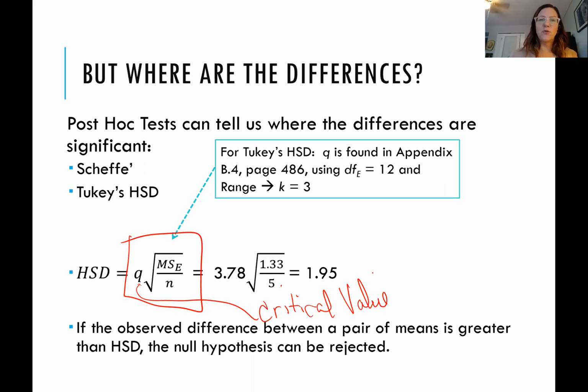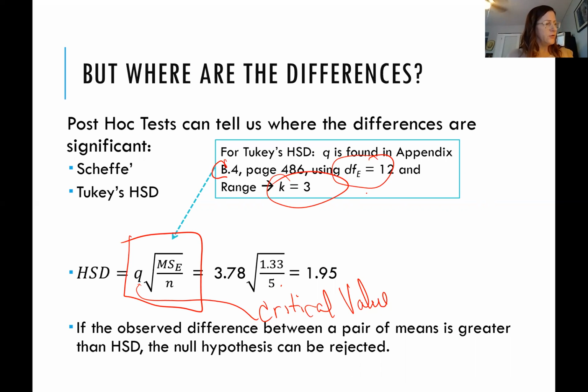So now you have to go to a whole other table, and ignore that, it's not B4, it's C4. So it's the table right after your F distribution table, and it's called the studentized range statistic, or Q. If you'll notice at the very top row, it says range. Well, that is basically K. K is range, so the number of groups. And then on the side, it's DFE, so your degrees of freedom error. If you remember, our degrees of freedom error was 12.